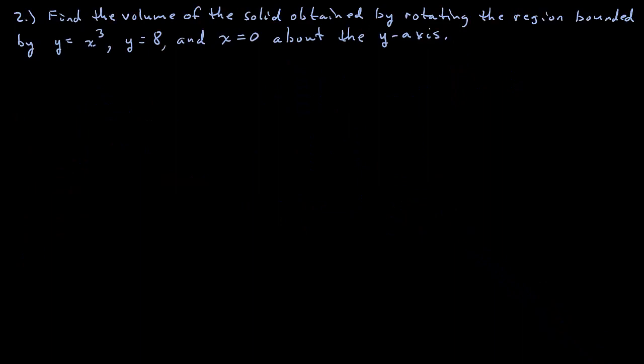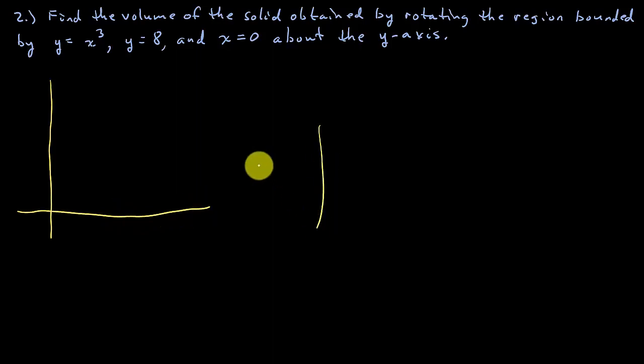All right, so the second example here says: find the volume of the solid obtained by rotating the region bounded by y equals x cubed, y equals 8, and x equals 0 about the y-axis. All right, so let's go ahead and draw our picture. We know the graph of y equals x cubed looks like this.